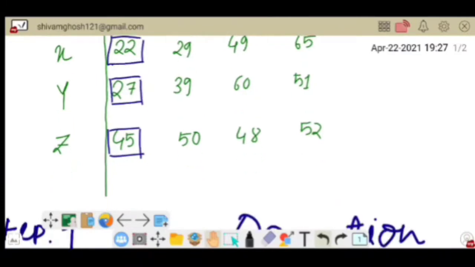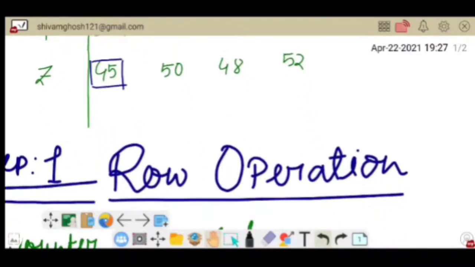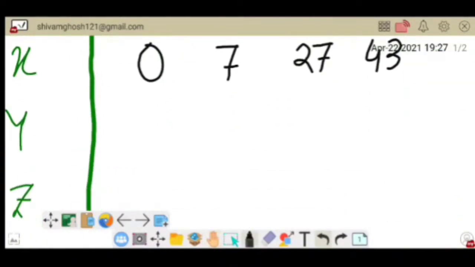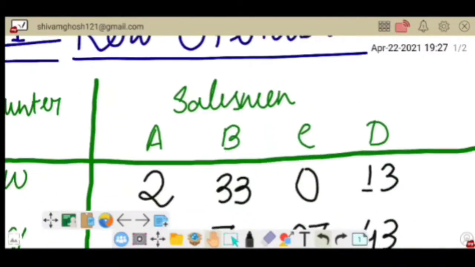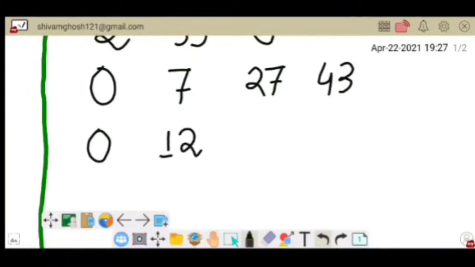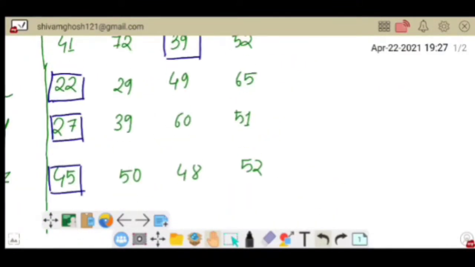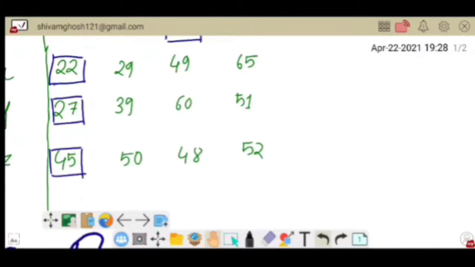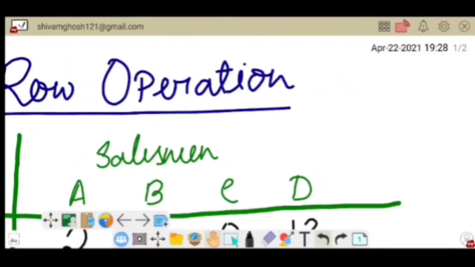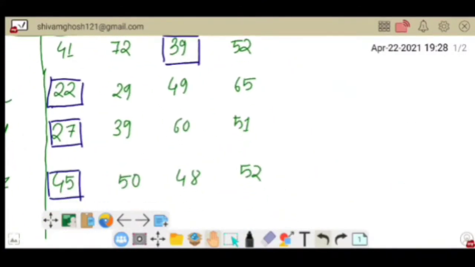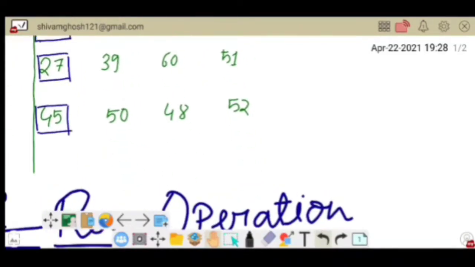And in the next row, 27 is the minimum, so we deduct 27 from 27, which will be 0. The next element is 39, so we deduct 27 from 39, the amount will be 12. Then 60 minus 27 is 33. And we deduct 27 from 51, so 51 minus 27 will be 24.